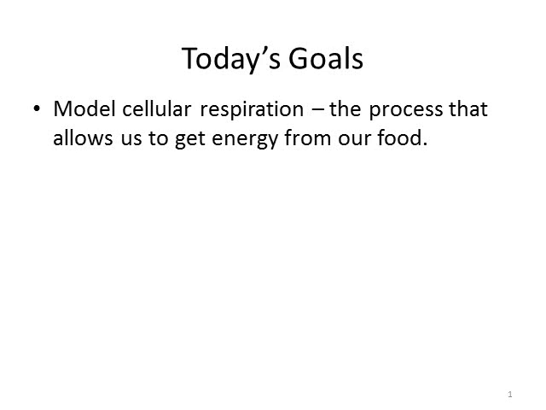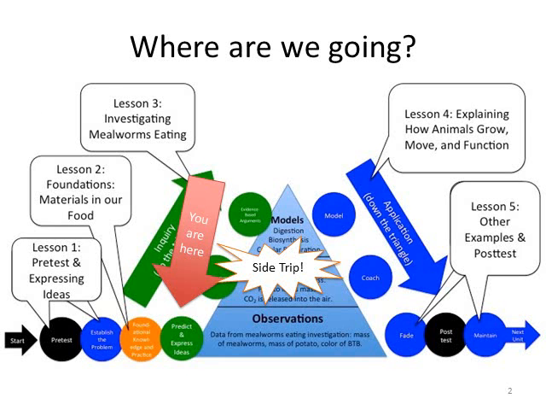So today's goals are to model cellular respiration, and this is the process that allows us to get energy from our food. So we're finally going to see how it is that you get that energy out of your food. Until today, we've just really talked about growth. So for our roadmap, we left off on Friday with some expressing ideas about how does Christian Bale get the energy he needs to dance.